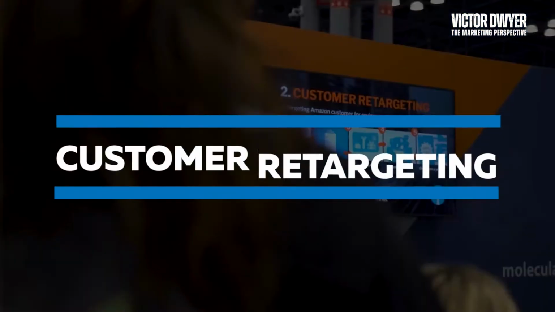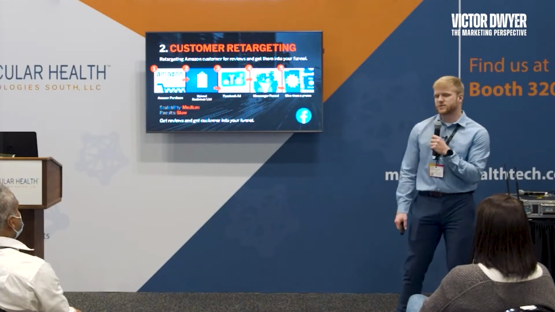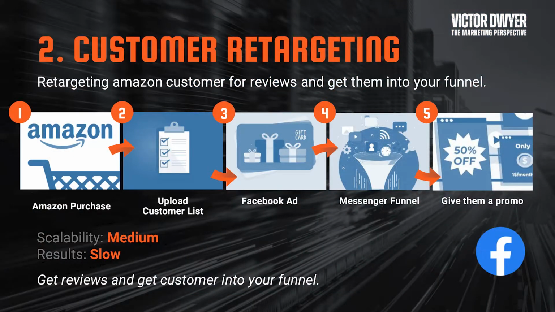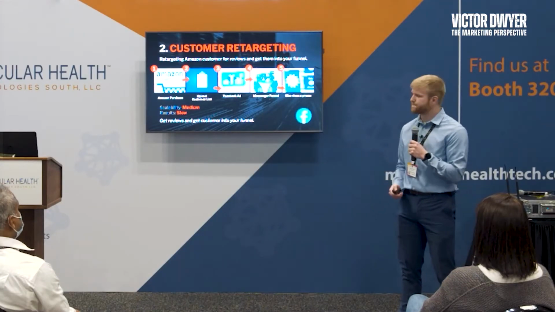And then there's customer retargeting. So there are different ways to retarget customers on Amazon. What you can do is when someone purchases, you can actually upload that list to Facebook and create an audience out of it. And then create a Facebook ad out of it and guide them through a messenger funnel or whatever funnel you choose. And then you give them a promo offer so that way they are incentivized to go down your funnel.